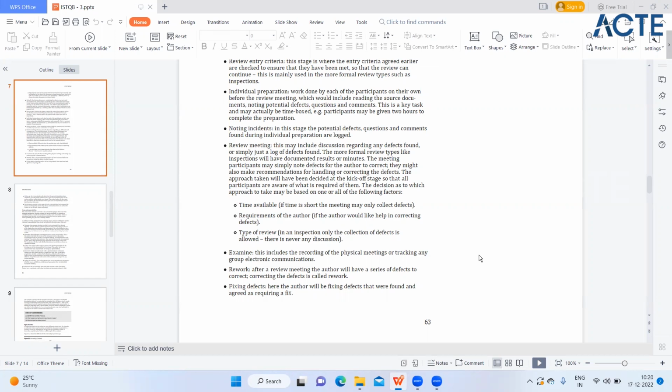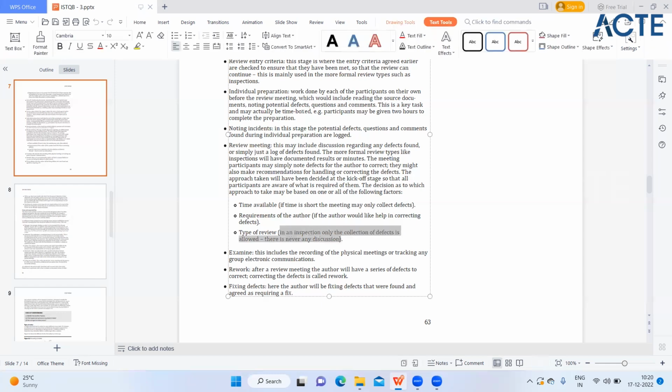In an inspection, only the collection of defects is allowed. There is never any discussion. So please remember this line. In the inspection, we are only collecting the defects. We are not doing any kind of discussion. So this is not fully true, but in terms of ISTQB, they are saying this thing, like in the inspection, we are just collecting the defects. We are not doing any discussion.